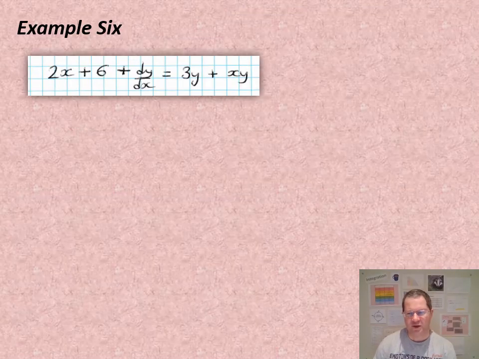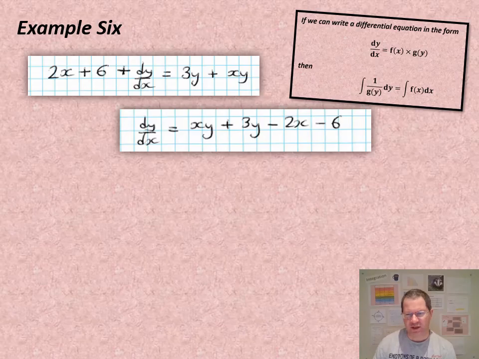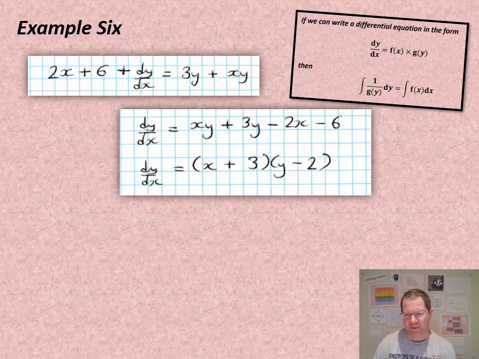And finally, example 6: 2x plus 6 plus dy by dx is equal to 3y plus xy. So it's definitely not written in the form of f of x times g of y on the right equals dy by dx. So we can start that off by moving the 2x and the 6 over to the right hand side. So we've got dy by dx equals, but it's still not in the form f of x times g of y. However, as you can see, we can factorize the right hand side.